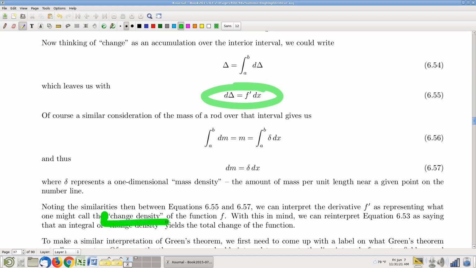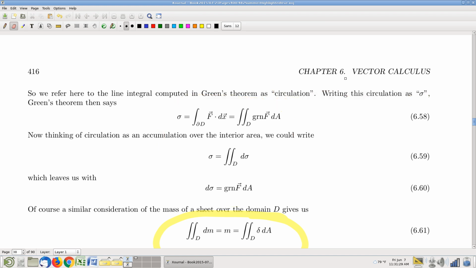Here we go. Change density. Okay. We can do the same thing with Green's theorem. Here's Green's theorem. And recall, Green's theorem computes these boundary line integrals. I want to talk about how to think about boundary line integrals a little bit.